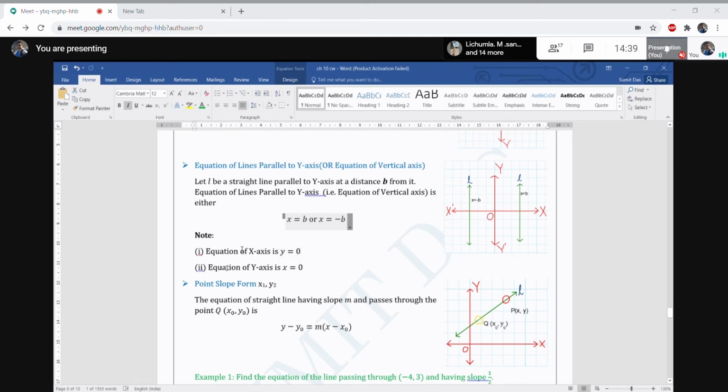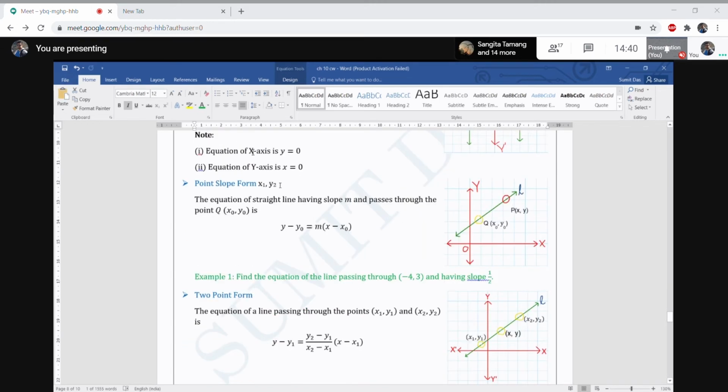Similarly, the equation of the y-axis is x equal to 0. Any point like 0 comma 5, 0 comma minus 9, 0 comma 16, 0 comma 100, all lie on the y-axis. So on the y-axis the x coordinate is always 0, and the equation of the y-axis is x equal to 0. These two you have to remember. Just the opposite: the equation of the x-axis is y equal to 0, and a line parallel to the x-axis is y equal to a.